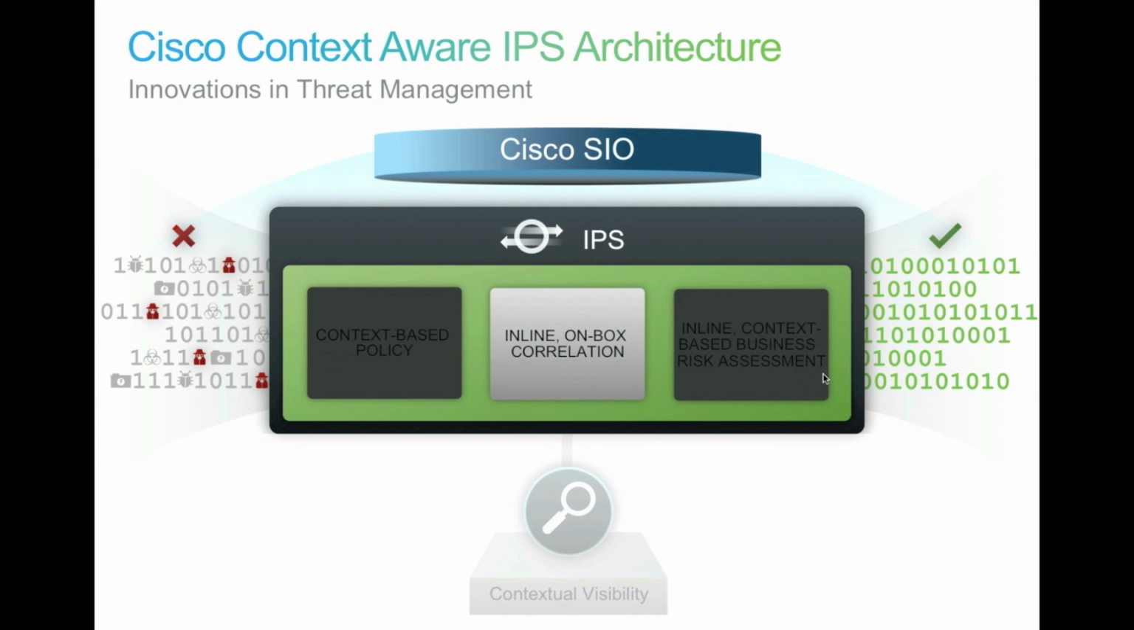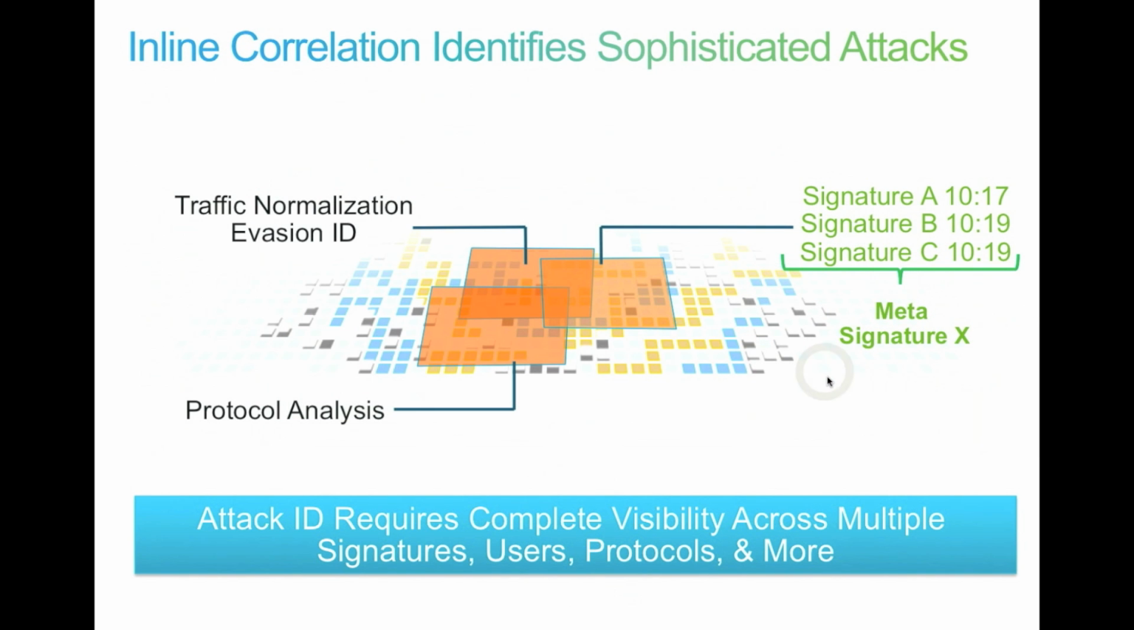Now let's have a look at the second phase, which is inline on-box correlation. Identifying anti-evasion techniques and normalization is an important aspect of the IPS to prevent attackers from obfuscating attacks and evading the IPS. Additionally, Cisco IPS tags the flows with specific signatures. In fact, we can tag a flow with multiple signatures to provide better security. Let me give you an example.